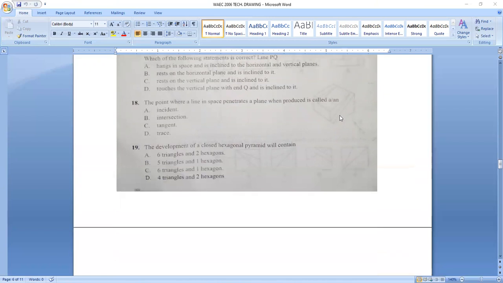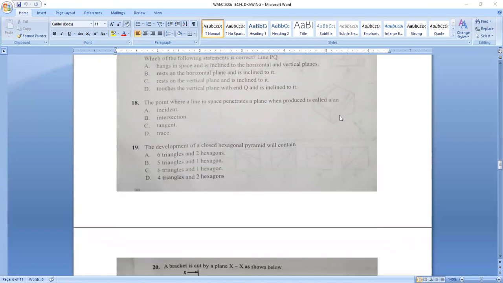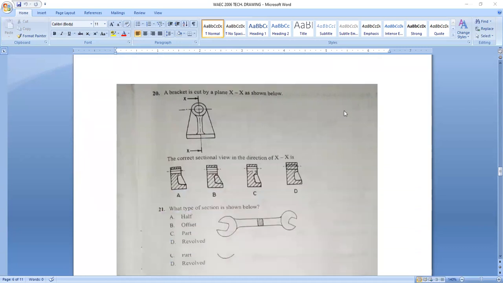Then question 18 says that the point where a line in space penetrates a plane when produced is called a trace. That is option D. Question 19: development of a closed hexagonal pyramid will contain, the answer to that question is option C, 6 triangles and 1 hexagon. Then we move to question 20.